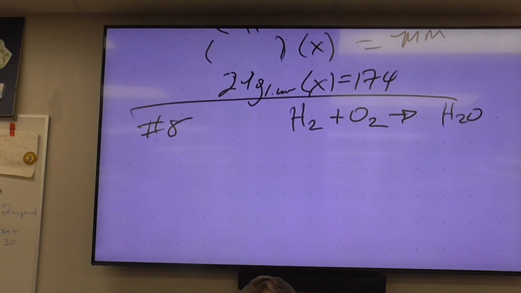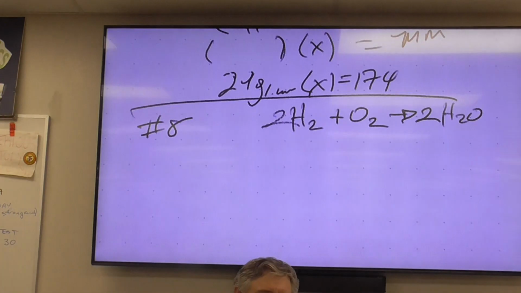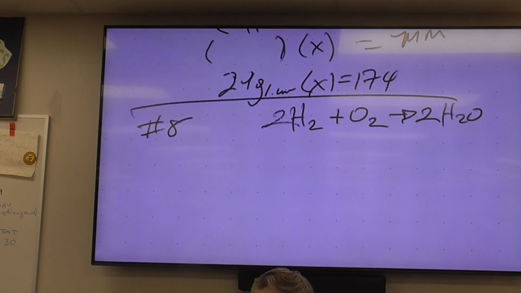2 on the H2 and 2 on the water. If you don't have that, you can't do anything else. So that's what we need. I'm hanging on still, for dear life.